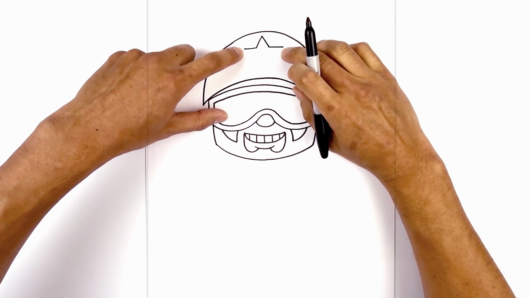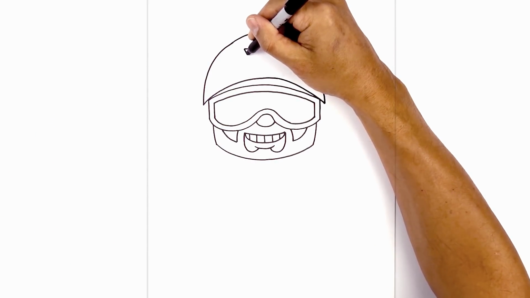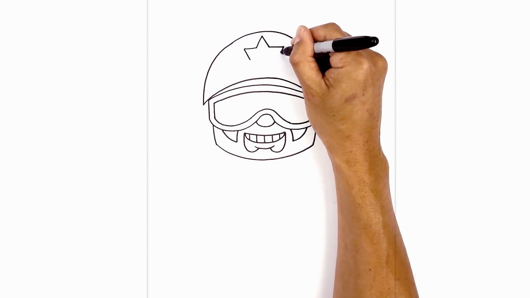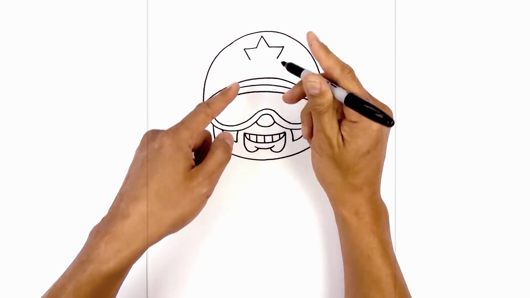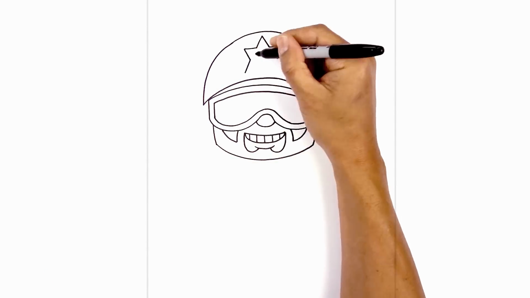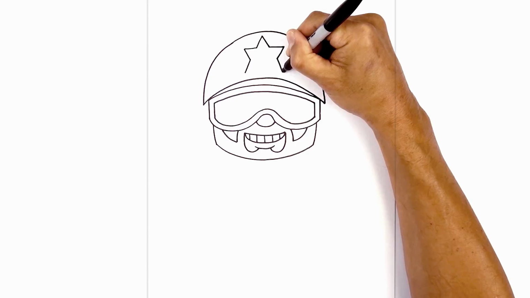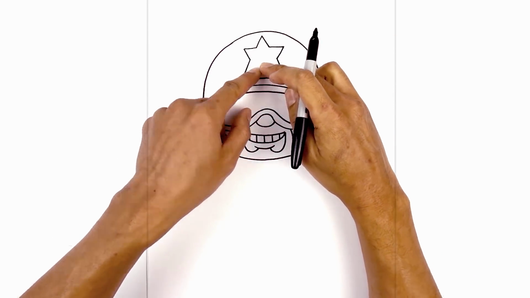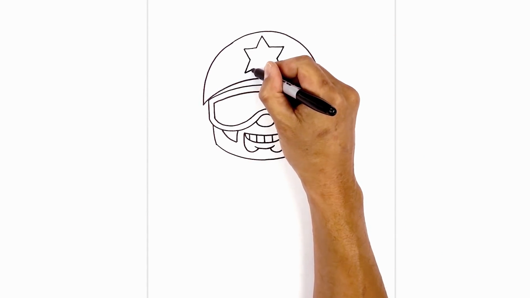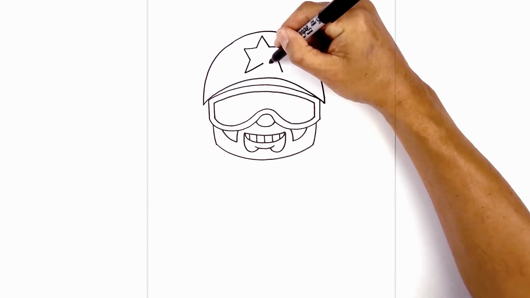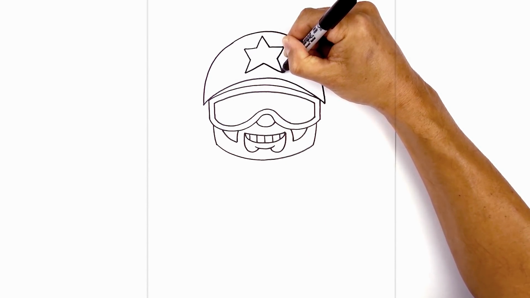Now from here, we're going to pull this down and in, coming in at an angle. Now I'm going to go back out. Now from the bottom, we want to pull this line in towards the center, going straight up in towards the middle, and then back down on the right side.